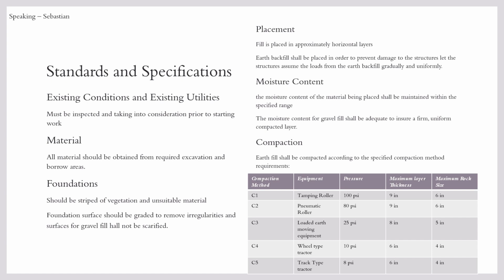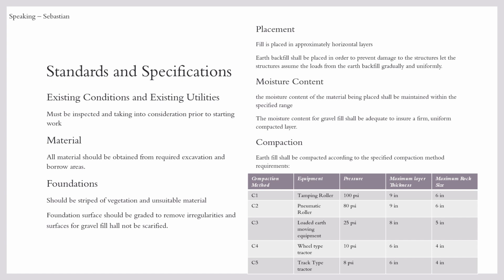We have the standards and specifications. So we have existing conditions and existing utilities, which must be inspected and taken into consideration prior to starting work. Then we have material, which is all materials should be obtained from required excavation and borrow areas. Then we have foundations, which should be stripped of vegetation and unsuitable material.